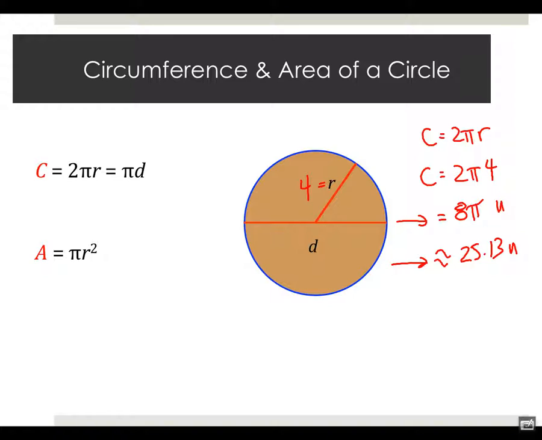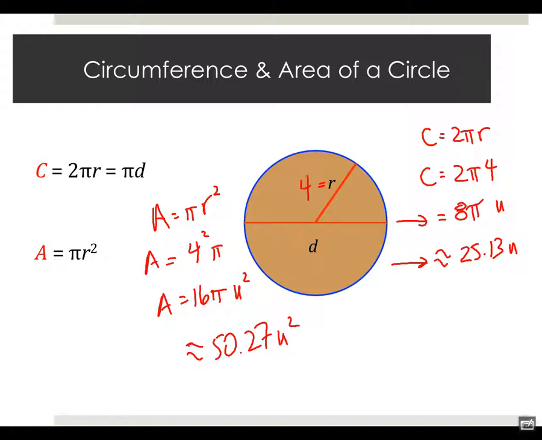Isn't the approximate answer units squared or is it just units? No, because circumference is just distance. Now, if we want to do area, again start with the blank formula, pi r squared, plug in what we know, and we get 16 pi units squared. Those are square units because it's area. There's the exact answer. If we want the approximate answer, we would multiply that out and get 50.27 units squared. Any problems? Awesome.